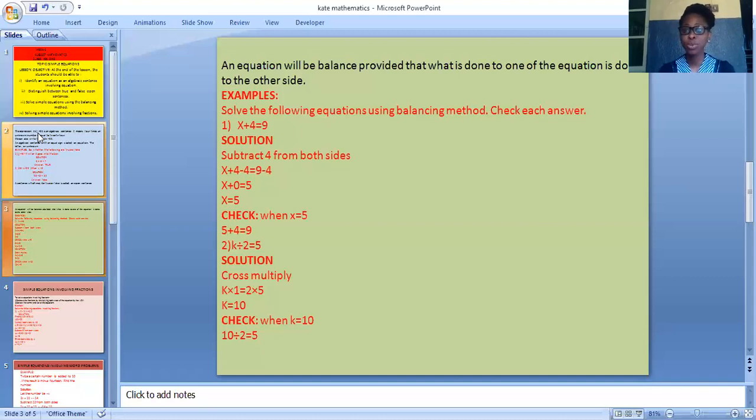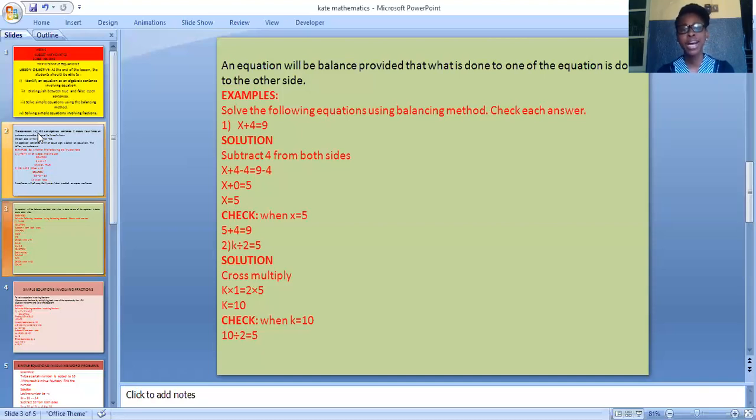Let's go to example 2, which is k divided by 2 equals 5. Solution: we have k over 2 equals 5. We cross multiply. When we cross multiply, if you can remember the cross multiplication sign, k over 2 is the same thing as 5 over 1.